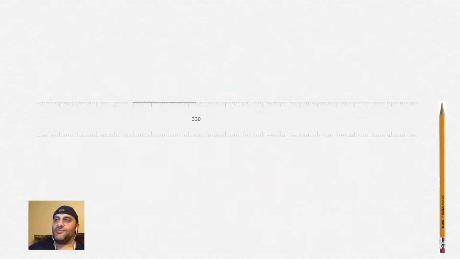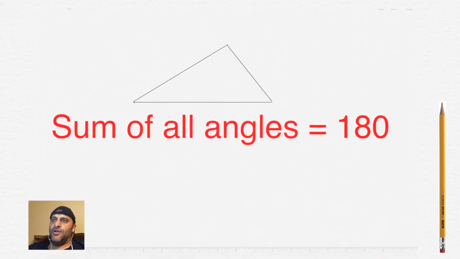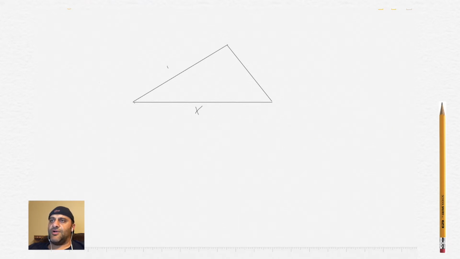Now we got triangles. We did one line, then we had 2 parallel lines. Now we enter the world of triangles. In every single triangle, all the angles have to equal 180 degrees. We have three sides, and we'll call them x, y, and z.